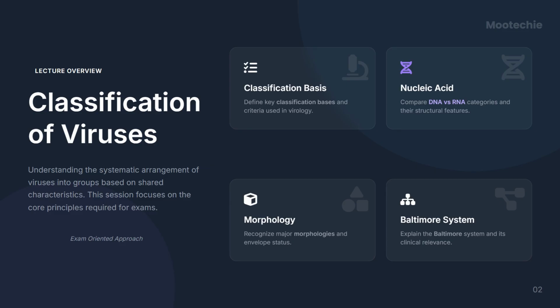First, we'll define the key classification bases and criteria used in virology. Then we'll learn to recognize major morphologies and whether a virus has an envelope. We'll compare DNA versus RNA categories and their structural features. Finally, we'll explain the Baltimore system and, very importantly, its clinical relevance. Understanding why we classify viruses this way is just as crucial as knowing the categories themselves.